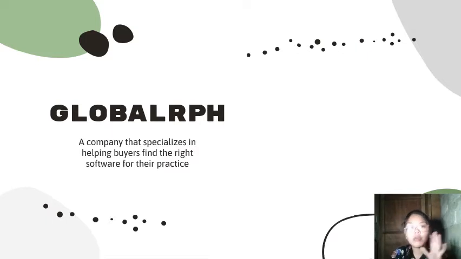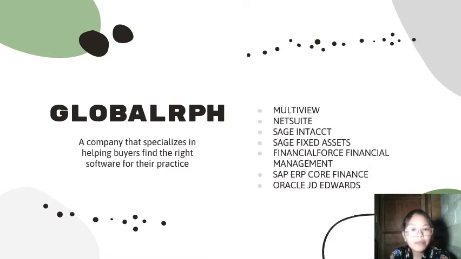These software that Global RPH recommends are Multiview, NetSuite, Sage Intacct, Sage Fixed Assets, FinancialForce, Financial Management, SAP ERP Core Finance, and Oracle JD Edwards. There are also other systems that are used specifically for some medical specialty practices like urology, psychiatric, physical therapy, oncology and hematology, OB/GYN, mental and behavioral health, and a lot of others.